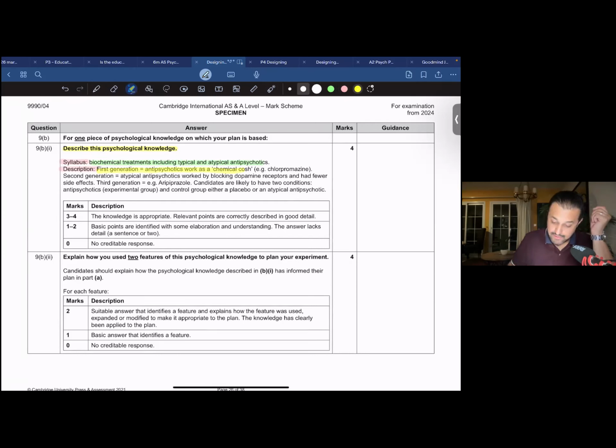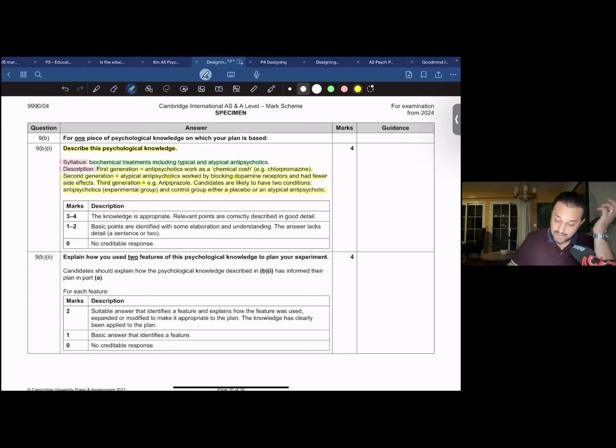They work as a chemical, for example, chlorpromazine. Second generation, there are second generation antipsychotics too, that are atypical antipsychotics. They work by blocking dopamine receptors and had fewer side effects. There were third generation antipsychotics too, for example, aripiprazole. Candidates are likely to have two conditions: antipsychotic experimental group and control group, either a placebo or a typical antipsychotic.